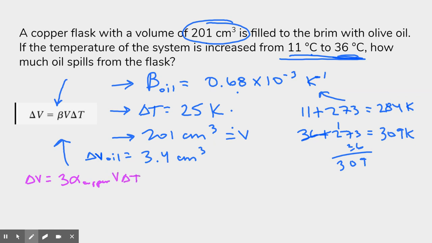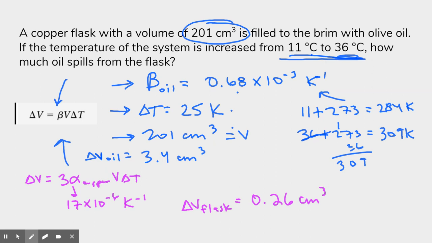Okay, so let's plug in our information. We just get this alpha value from a table, and I'll go ahead and give it to you. This is 17 times 10 to the negative 6. I didn't adjust these numbers, I'm just getting them from a table. And that's the inverse Kelvin. Our temperature change is going to be the same, 25 K. So we have alpha, we know our volume, which is also the same, and we know our delta T. The only thing that changed was alpha, and it's multiplied by 3 now. So the delta V of the copper flask is about 0.26 centimeters cubed. So not a very big change.